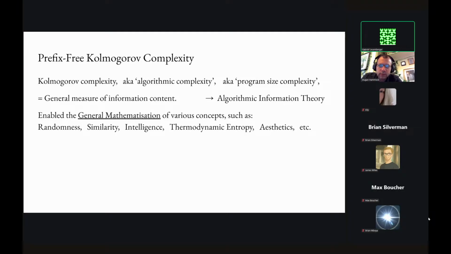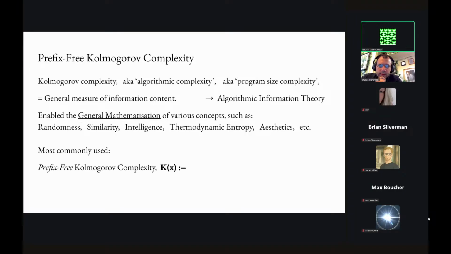And for intelligence, there's this definition by Shane Legg and Marcus Hutter. Shane Legg is one of the founders of DeepMind. There's the Legg-Hutter universal intelligence measure, which is also a whole paper. And about aesthetics, there's Jürgen Schmidhuber's paper about his definition of beauty. And for thermodynamic entropy, there are also papers about that. So that's a whole field, and Kolmogorov complexity is quite generally useful. And now we will use it for proving Occam's razor.